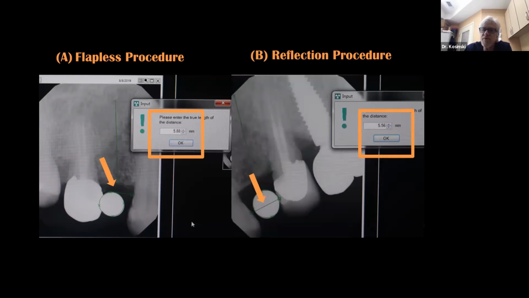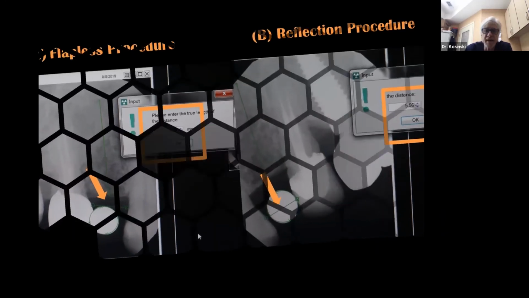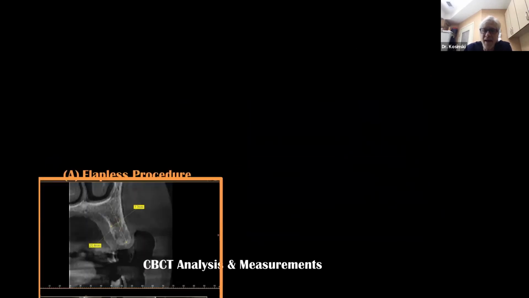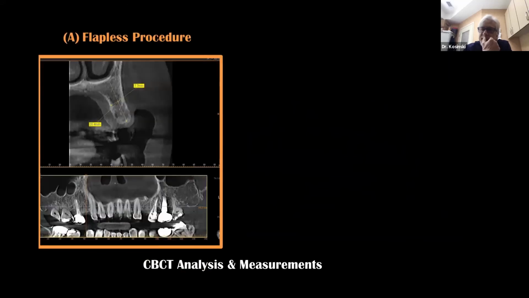So we have to be very conscious of the amount of space we have mesial distally and vertically. Finally, we have to determine facial palatal width. Now, how do we do that, doctors? Well, CBCT analysis is really a wonderful tool.